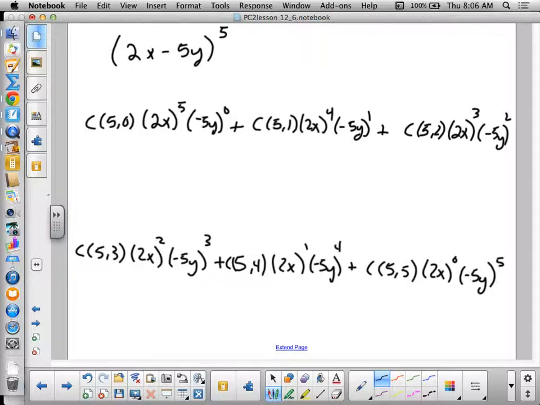Go to jail, go directly to jail, do not pass go. Do not collect $200. That's our rule of the day.